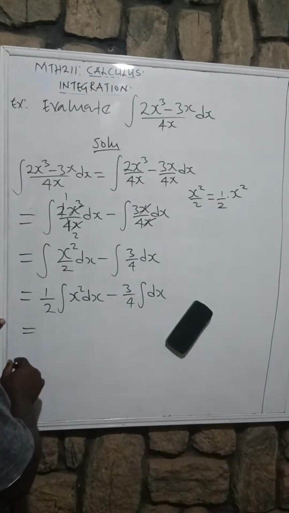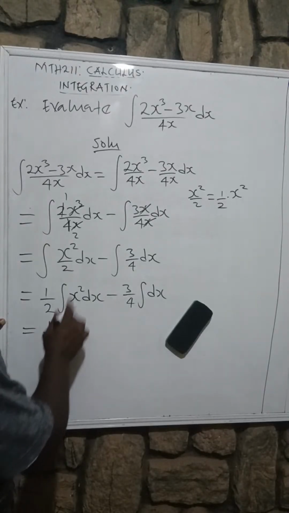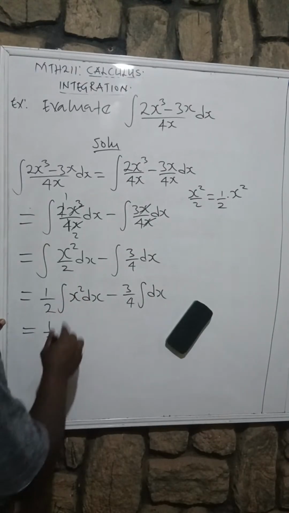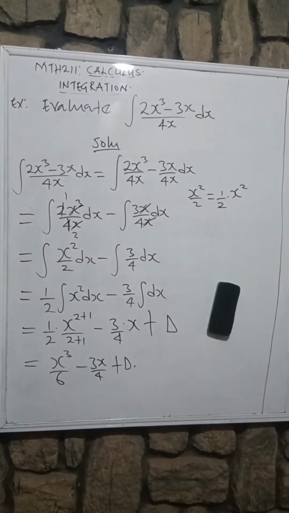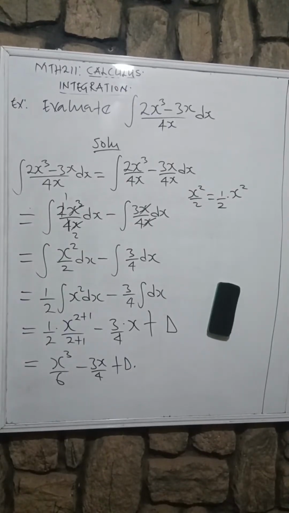So this is equals to 1 all over 2, integrate this, you are second line.